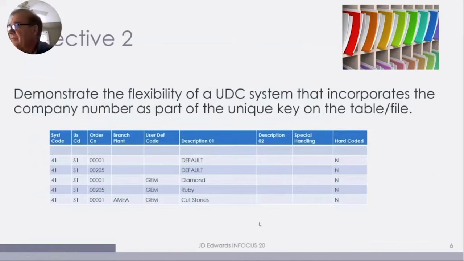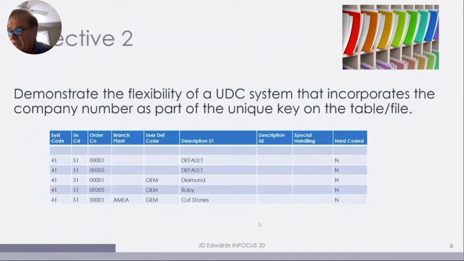The flexibility of a user-defined system that incorporates the company number as part of the unique key of the table and file. What was created was a custom table that we could then load the standard user-defined codes into, as they are built in the system out of the box. As you see in front of you, system code 41, user-defined code S1, which is SRP1, the sales category code 1, order company 1, order company 205 with blanks for default.